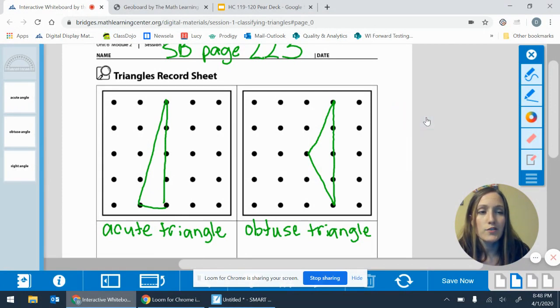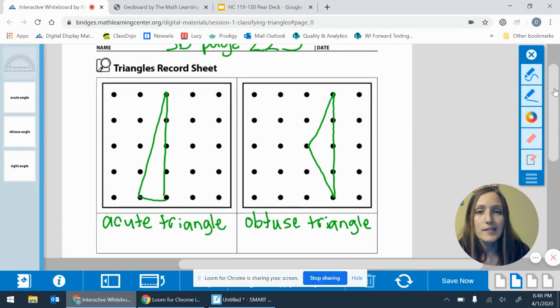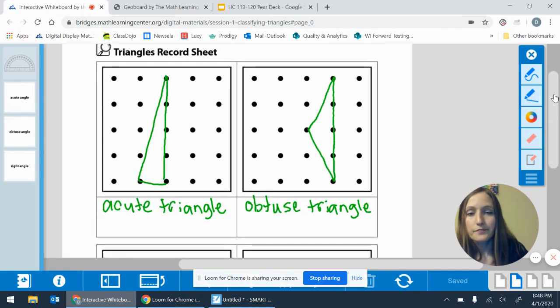I'm going to change up my color just so that we are looking at side lengths in blue. Make sure I've got my pencil working here. Taking a look at our first triangle that we all did together. This side length is pretty long, but this side length is even longer. And then we got a teeny tiny one there.